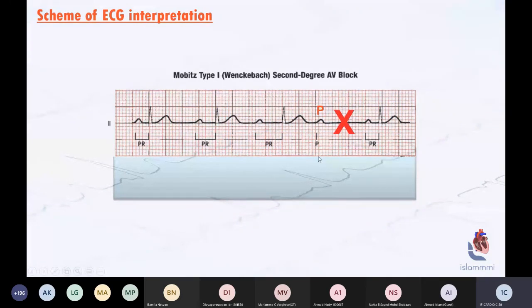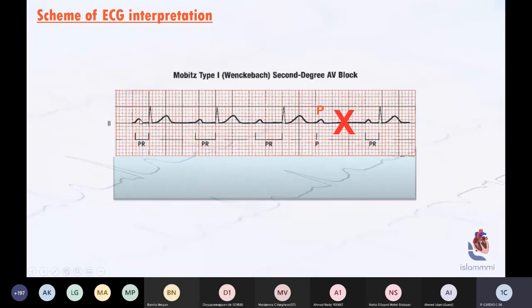Why can we not refer to this strip as a first degree? Because we have here one QRS that didn't cross. Why do we say it didn't cross? Because we don't have a QRS after this P wave. It's only a P wave without a following QRS. So this P wave stopped at the atrium. It made the atrial activation without ventricular activation. That's why we don't have a QRS like this.